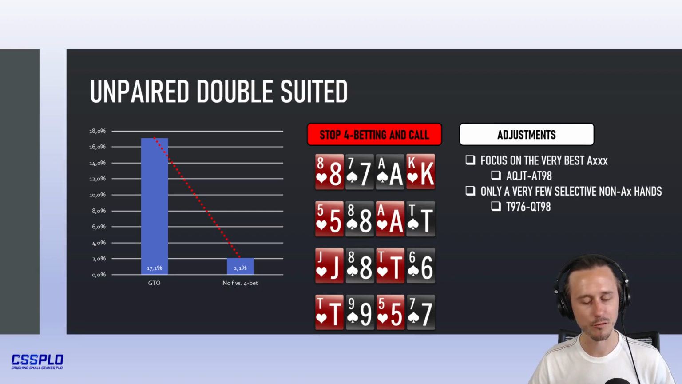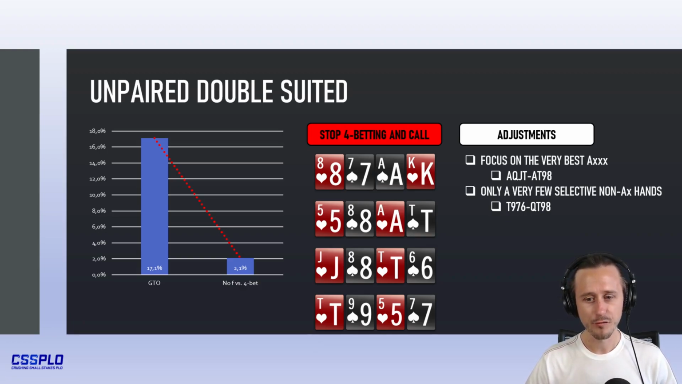Adjustments here with our 4-bet strategy for unpaired double suited hands. Focus on only the very best ace-x hands, like ace queen jack 10 double suited up until ace 10-9-8 double suited, which are totally fine to 4-bet still. They are strong enough and they can continue against the 5-bet. These hands should definitely be 4-bet, but the weaker ones and the more disconnected ones, you should definitely stop 4-betting those.